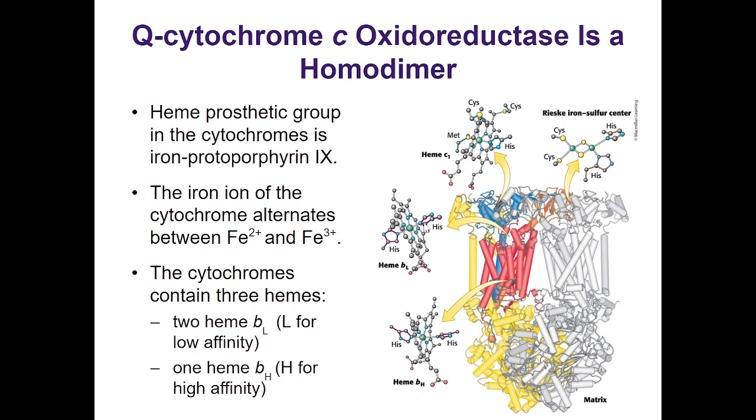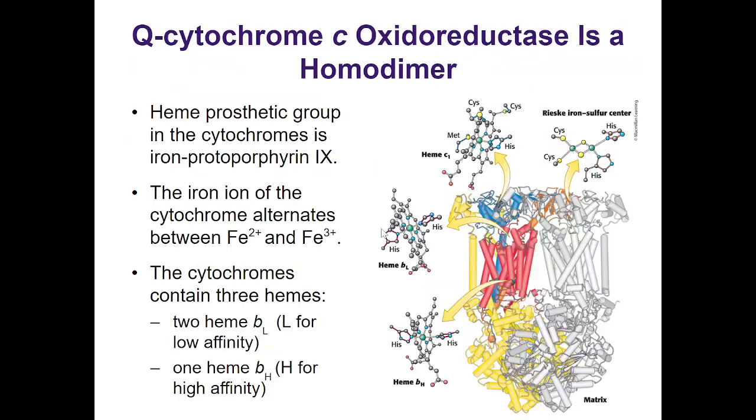And so you're actually going to have the BL. The L stands for low affinity, and this is actually 2 of those that are the BL forms. The BH, on the other hand, stands for high affinity, and this is the high affinity form right here. These differences have to do with their structures and their positions here. Okay?